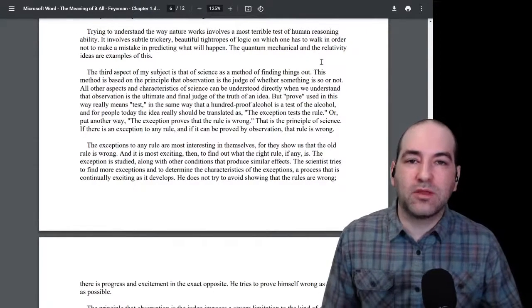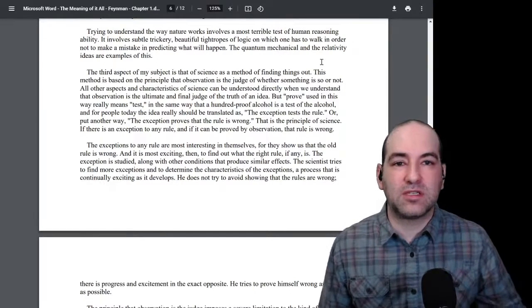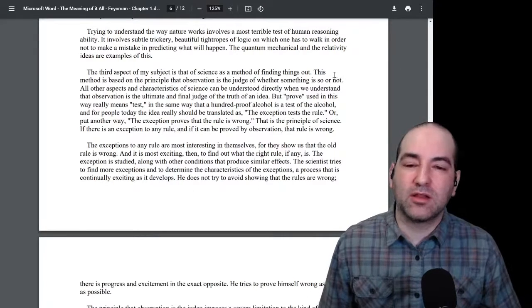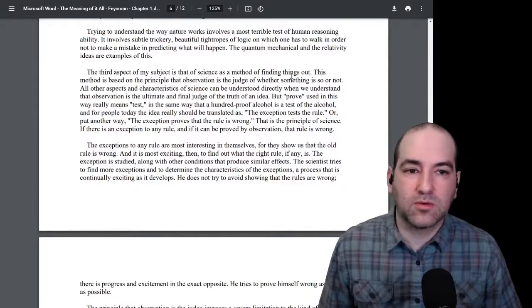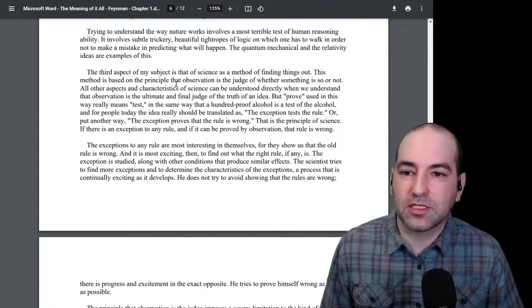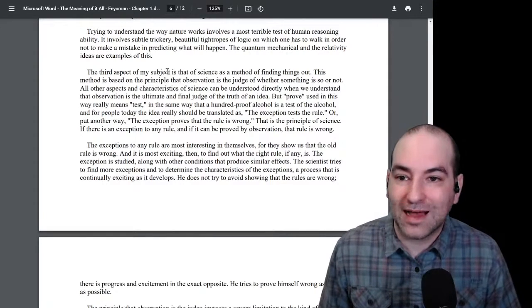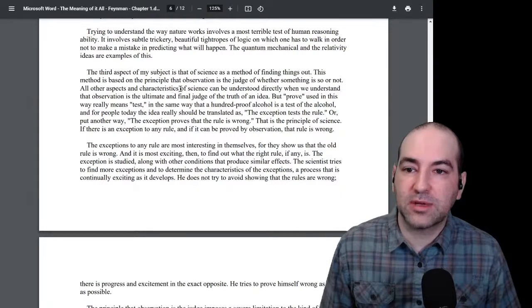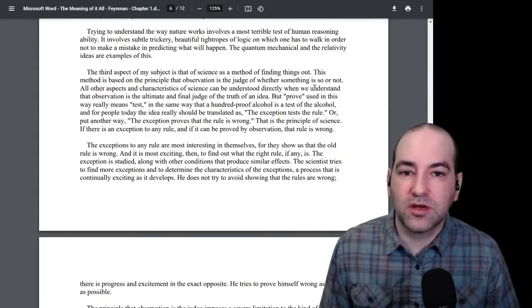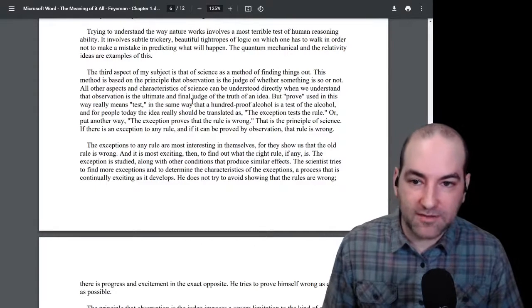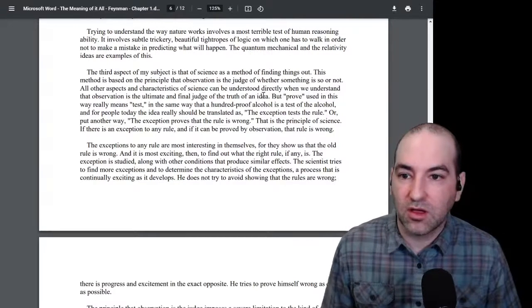So, you probably in a previous class learned about the specific steps of the scientific method. That's all fine. But we want to talk about it a little bit more generally here. So what Feynman says, this method is based on the principle that observation is the judge of whether something is so or not. All other aspects and characteristics of science can be understood directly when we understand that observation is the ultimate and final judge of the truth of an idea.